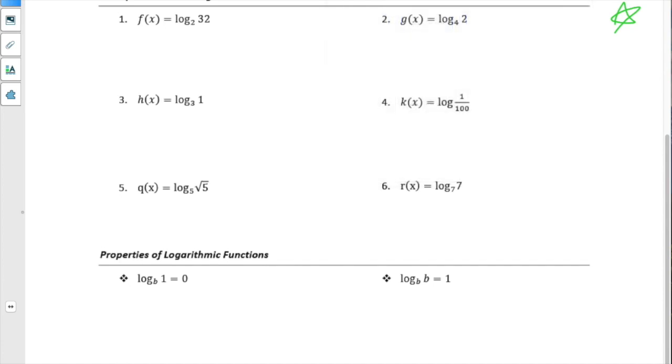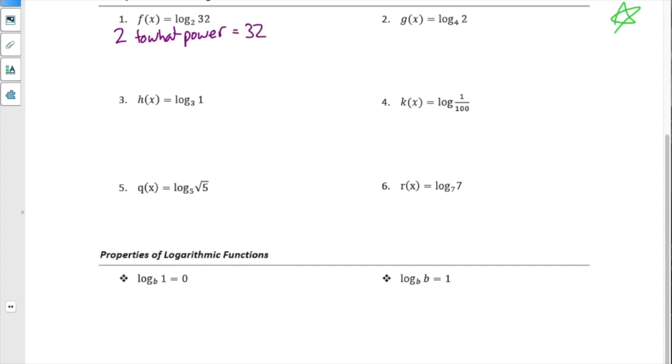There's a very specific way I want you to read these logs. When we ask what is log base 2 of 32, what does that actually mean? That's how I pronounce it out loud, log base 2 of 32. But what that really says is 2 to what power equals 32.